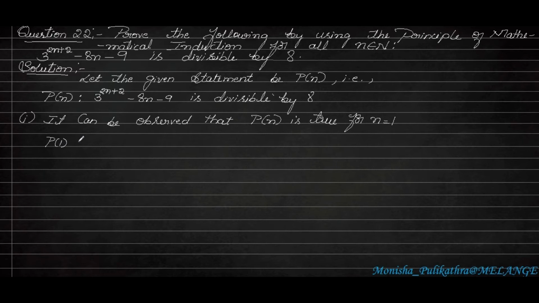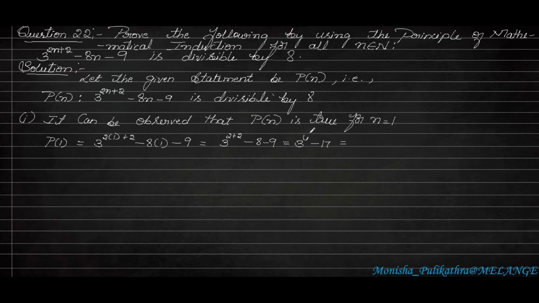So P of 1 is equal to 3 to the power of 2 into 1 plus 2 minus 8 into 1 minus 9. So here 3 to the power of 2 into 1 is 2. So 3 to the power of 2 plus 2 minus 8 minus 9. So 3 to the power of 2 plus 2 is 3 to the power of 4. Minus into minus is plus. So 9 plus 8 is 17.